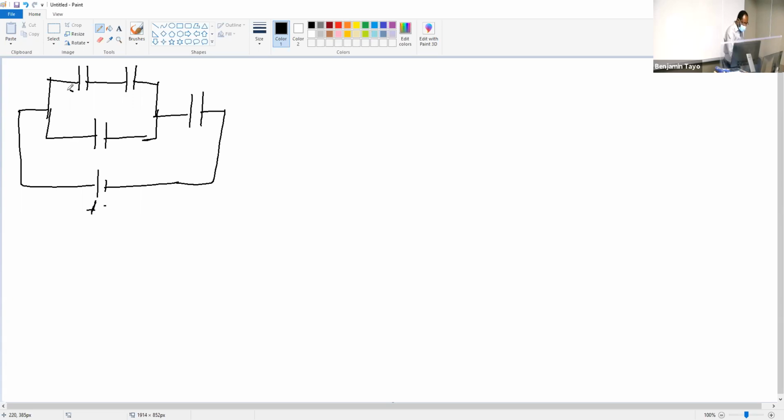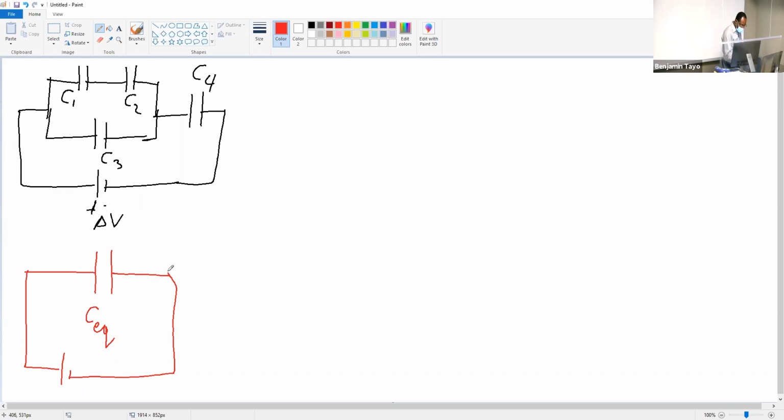So again, this was C1, C2, C3, C4. And we said that we can reduce all of these into C equivalent, where in this case my C equivalent is just equal to 2.84.